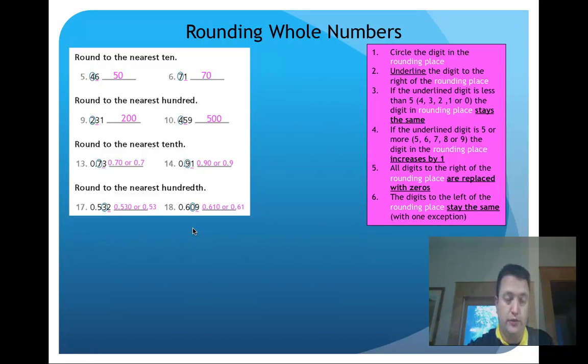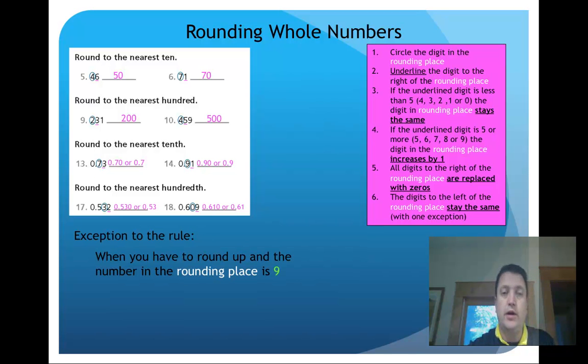So let's talk for a minute about that exception to the rule. When you have to round up and the digit in the rounding place is 9, this is where this changes a little bit. Now, I don't believe you're going to have a lot of that in your seat work, if any, but I just want you to be aware of it, okay?